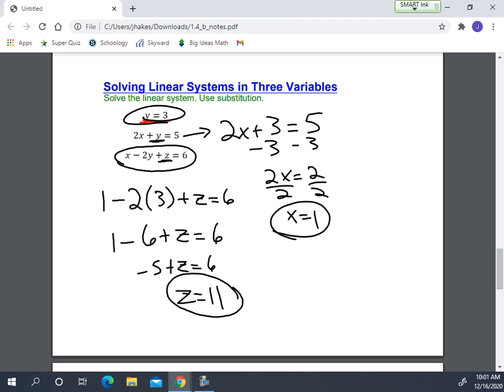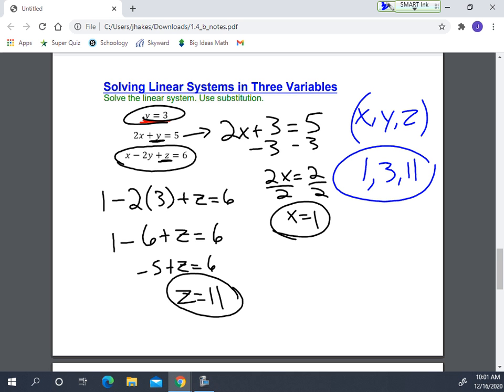And remember, when we write our final solution, we have to write it in x, y, z form. x, y, z form. And our x is 1, our y is 3, and our z is 11. There's our final parenthesis. There's our final answer.